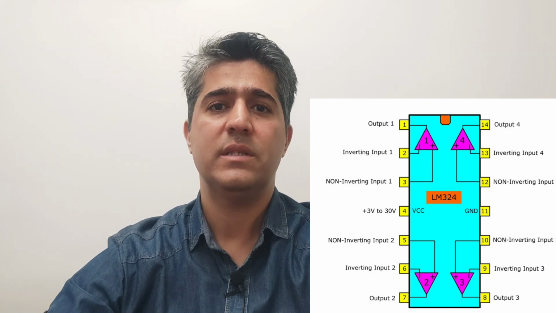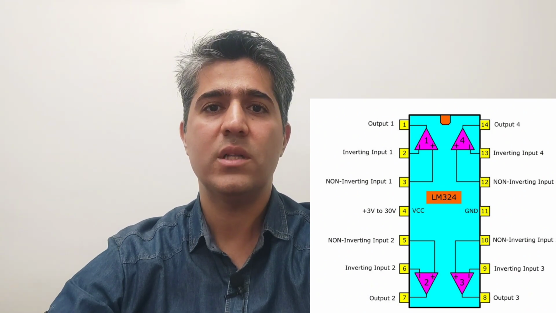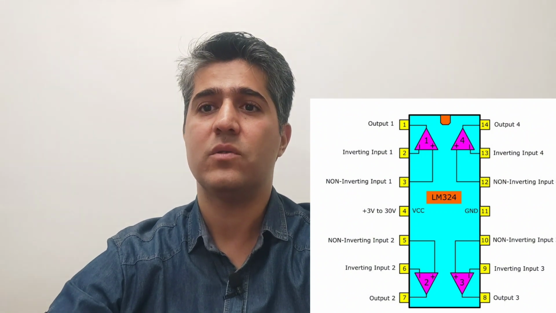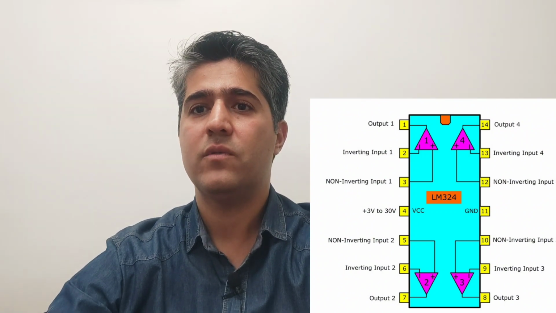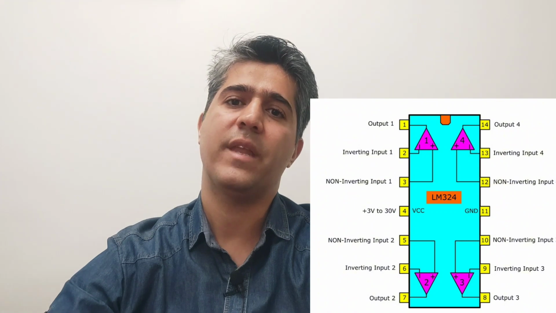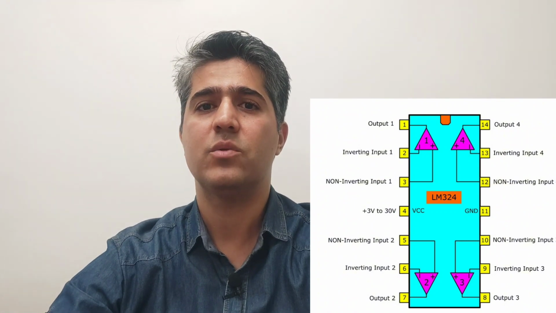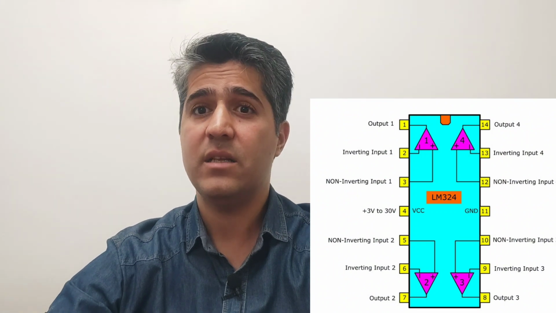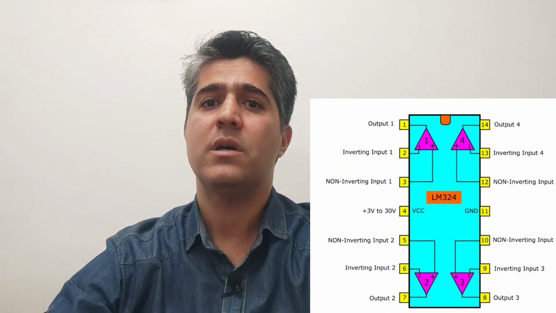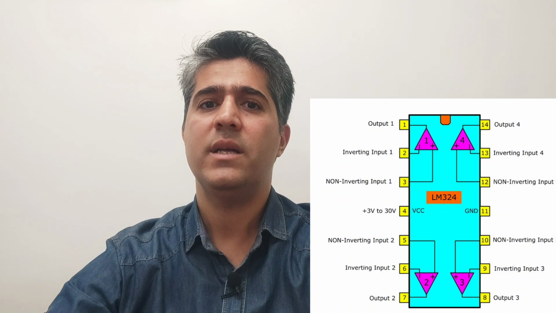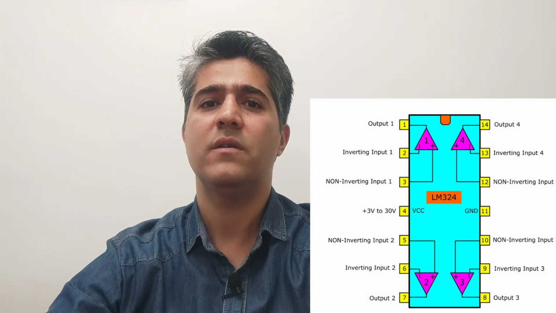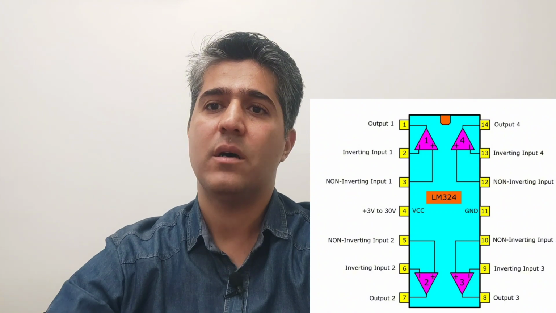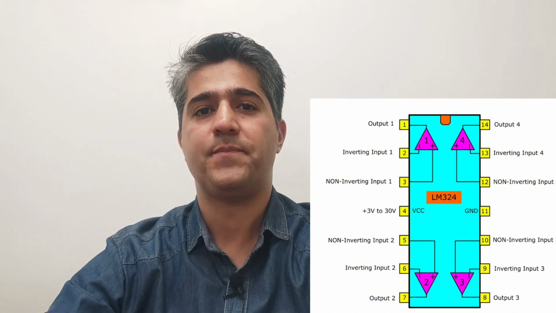The IC LM324 has 4 op amp sections, and in circuits where we want to use operational amplifiers a lot, this IC is one of the most widely used ICs. This IC has 14 pins, and pin number 4 is positive and must be connected to the positive of the power supply. Exactly opposite to this pin is pin number 11, which is the negative of the circuit. The rest of the pins are related to the op amps.